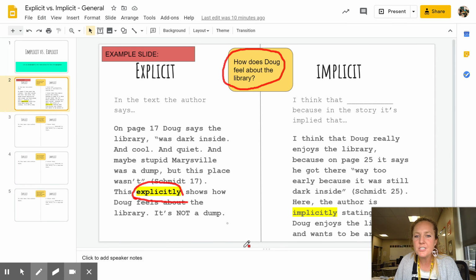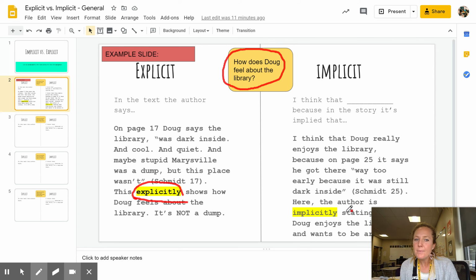Okay. On page 17, Doug says the library, quote, "was dark inside and cool and quiet, and maybe stupid Marysville was a dump, but this place wasn't." This explicitly shows how Doug feels about the library. It's not a dump. He obviously feels like this is a safe place for him. It's cool, it's quiet, it's dark inside. He feels peaceful there, okay? So explicit information about the library, Doug feels like this place is not a dump.